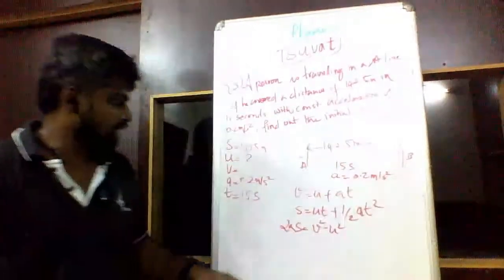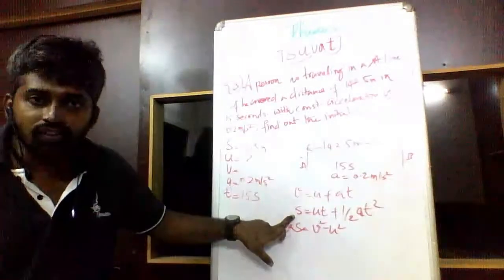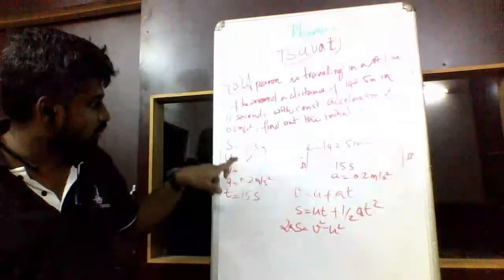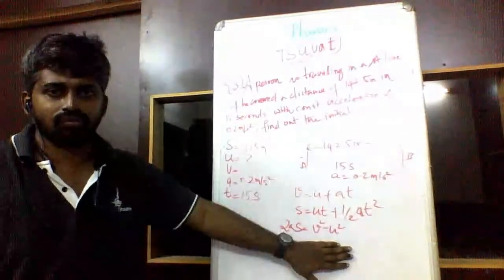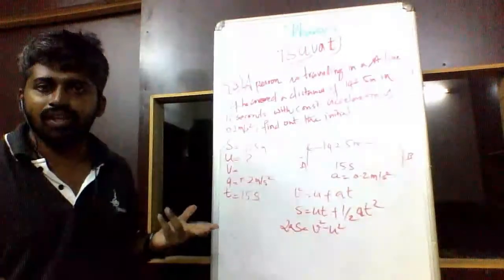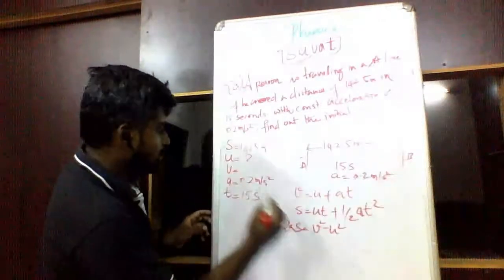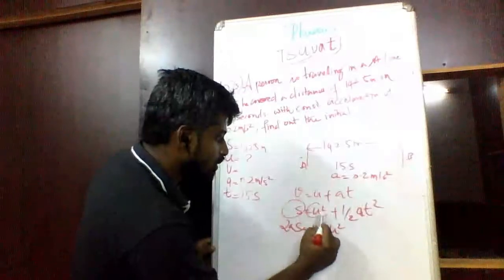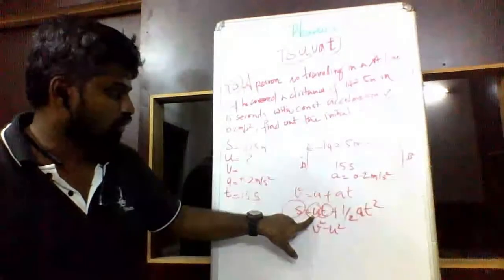Okay, so we cannot use the first formula because S is given. So we are going for the second formula and third formula. In the third formula, V is also not given, U is also not given. So we cannot use the third formula because both are not given. In the second formula, you see S is given, A is given, T is given. You have to find only U.